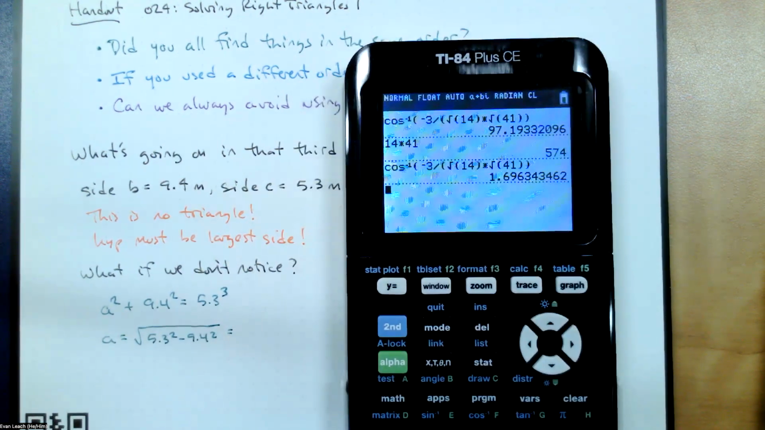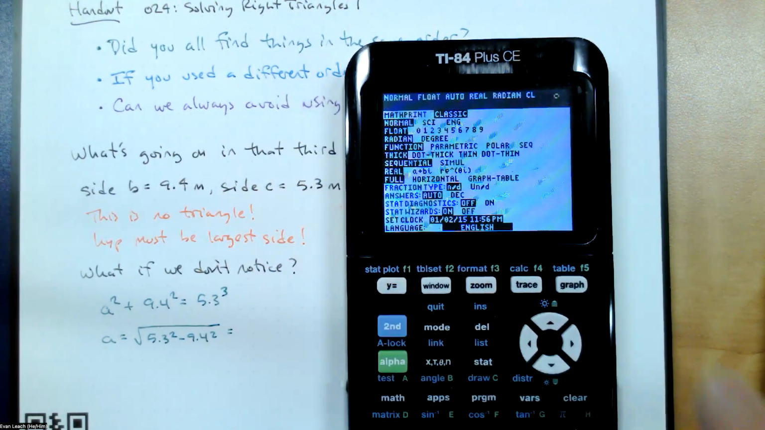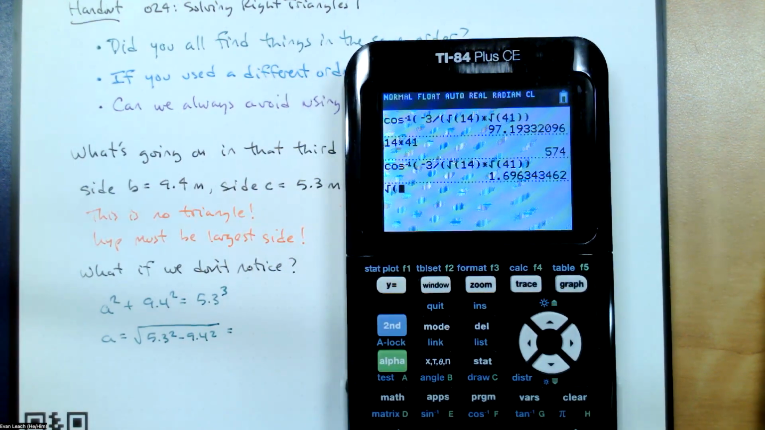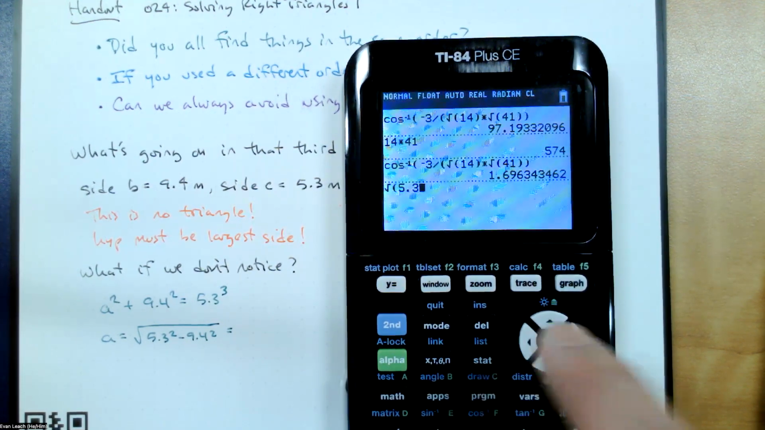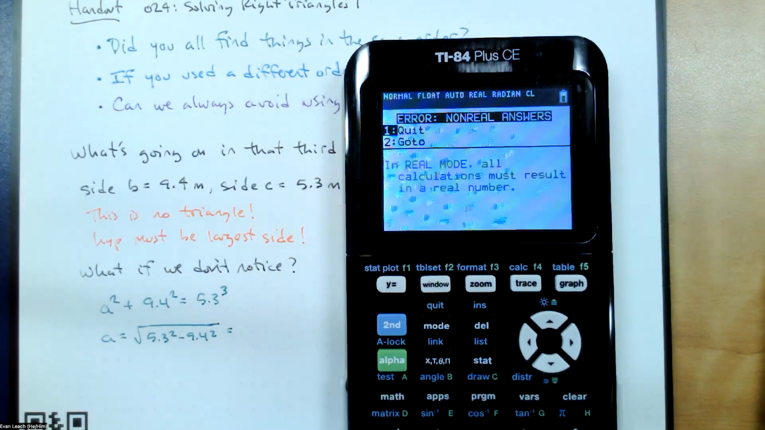A few things might happen. If your calculator is in real mode, then when you try to do the square root of 5.3 squared minus 9.4 squared, it's going to tell you that there's a non-real answer. It says error, non-real answer, because we're trying to find the square root of a negative number.